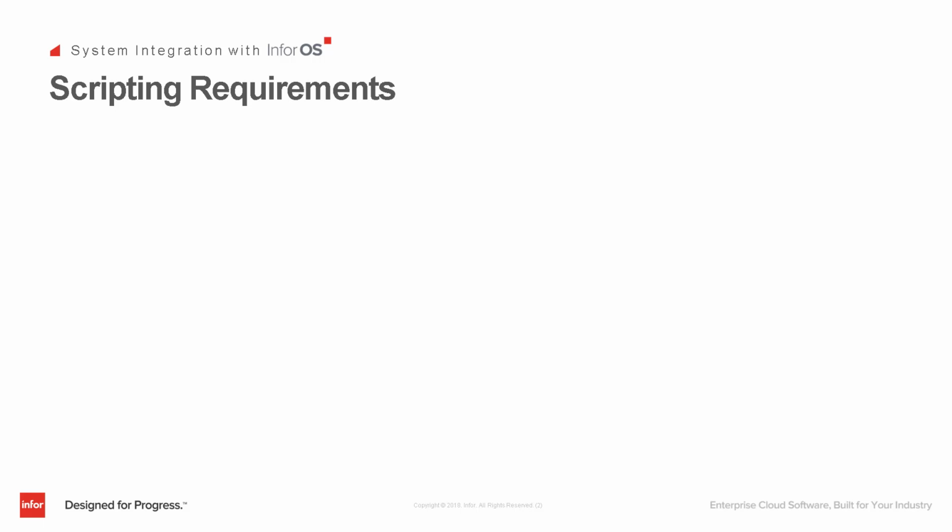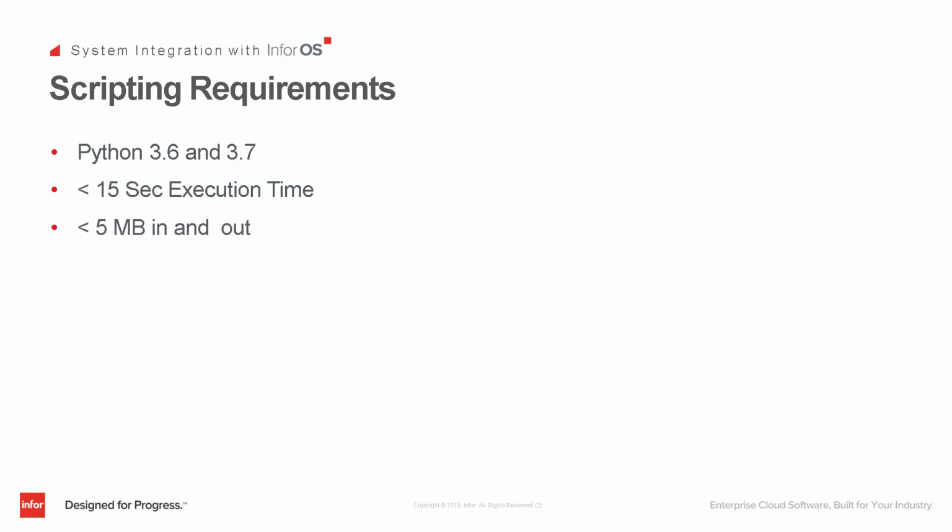Before we dive into the actual scripting examples that I want to go through, we should cover some more basics, and that is some requirements for ION scripting. You must write in Python 3.6 or 3.7. You can't go back to earlier, for example, Python 2 code. The total execution time for your script has to be less than 15 seconds. The processing power in the Infor cloud is very fast, and so 15 seconds may not sound like a lot, but actually you can get an extreme amount of processing power out of those 15 seconds.